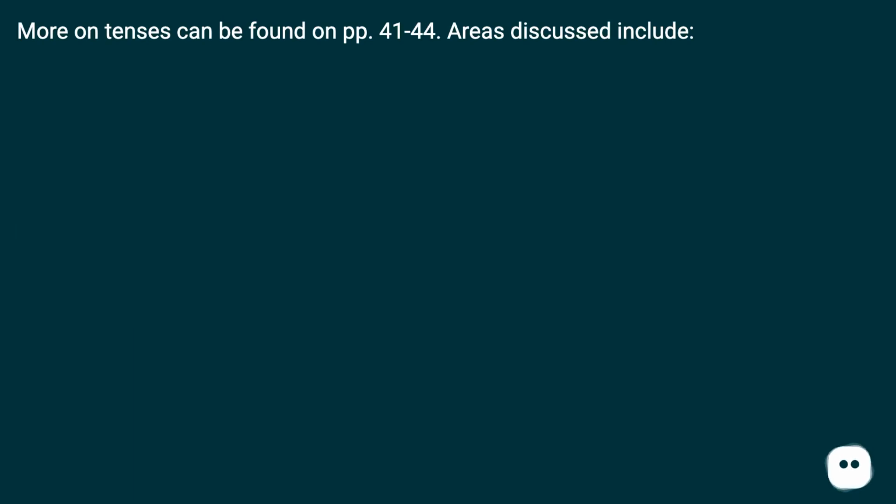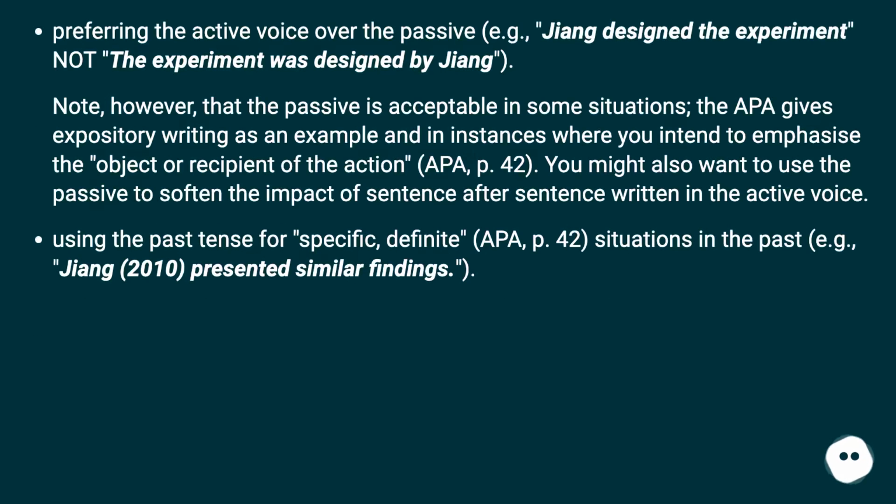More on tenses can be found on pages 41 to 44. Areas discussed include preferring the active voice over the passive, for example, Zhang designed the experiment, not the experiment was designed by Zhang. Note, however, that the passive is acceptable in some situations. The APA gives expository writing as an example and in instances where you intend to emphasize the object or recipient of the action (APA, p. 42).